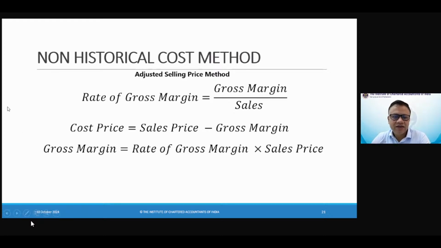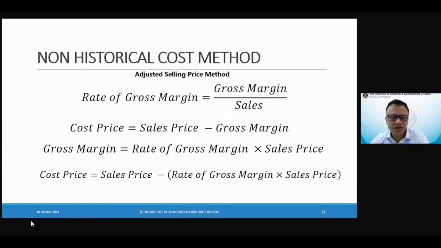You can also calculate gross margin as rate of gross margin into sales price. If you want to find gross margin, you have the rate of gross margin and you have the sales price, so you can calculate it. Now suppose you have the rate of gross margin and the sales price, but you don't know the cost price at which it was purchased. Then also you can find it.